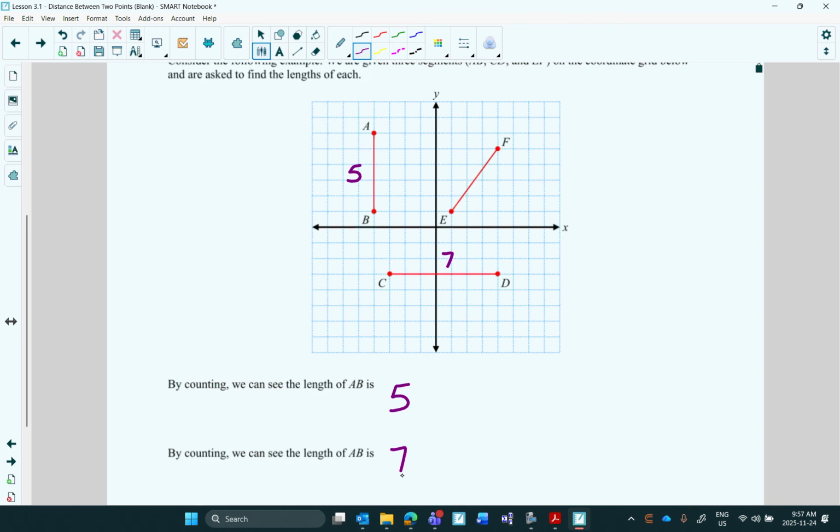So that's pretty straightforward. But what if it's a slanted length or a slanted line segment? Now we can't really count because you can't say that's 1 and that's 2, because these are all different. So we need to come up with something else.